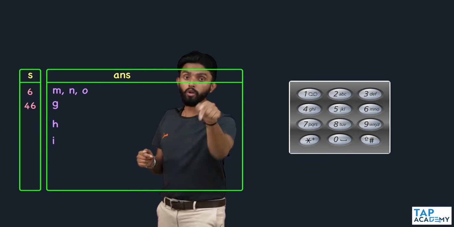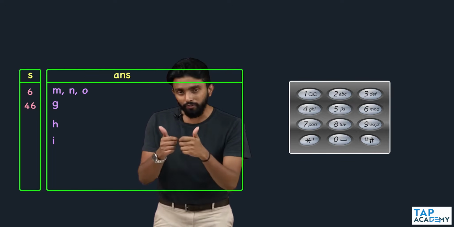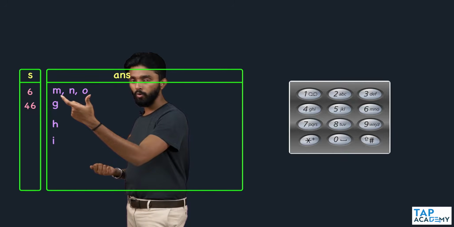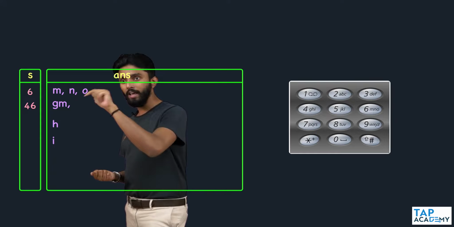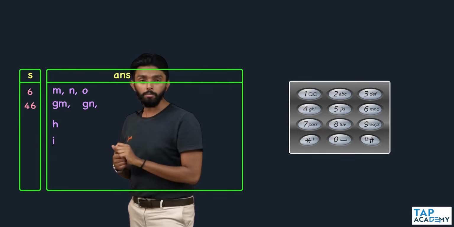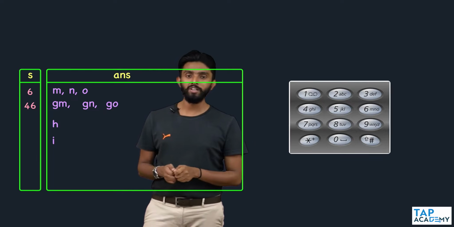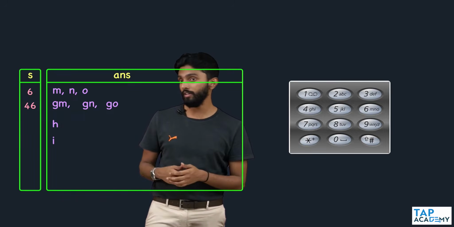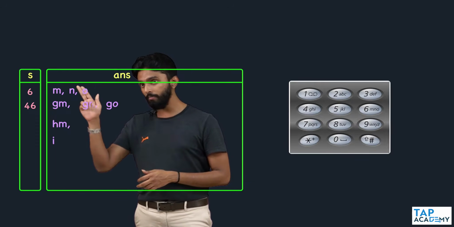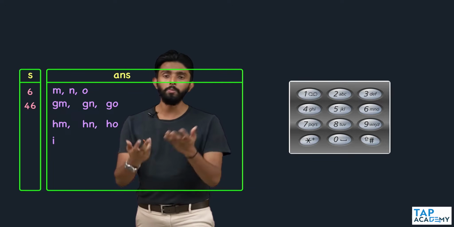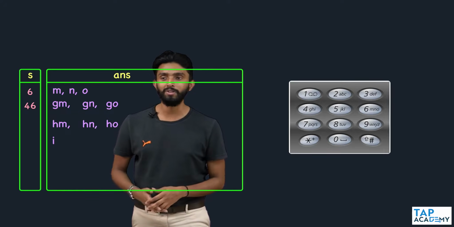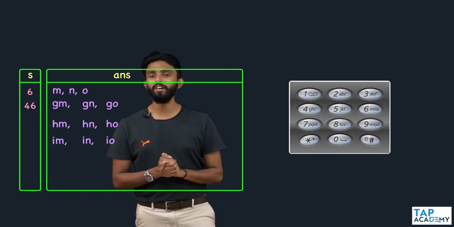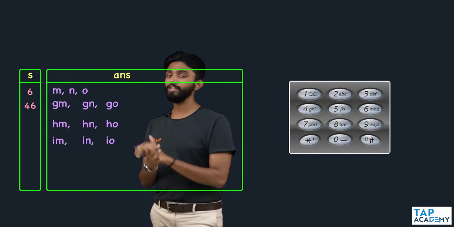Now, after 4, you are pressing 6. Then 6 has M, N and O. So G and M is one combination, G and N can be another combination, G and O can be another combination. These are the different combinations possible if I press 4 and 6, but that's not the only thing. H is also there: H and M, H and N, H and O. How many times have you texted in your life? I don't have to explain this to you. There is another set of combinations also, which is I and M, I and N and I and O. Any confusion till here? Did you see all these are the combinations?